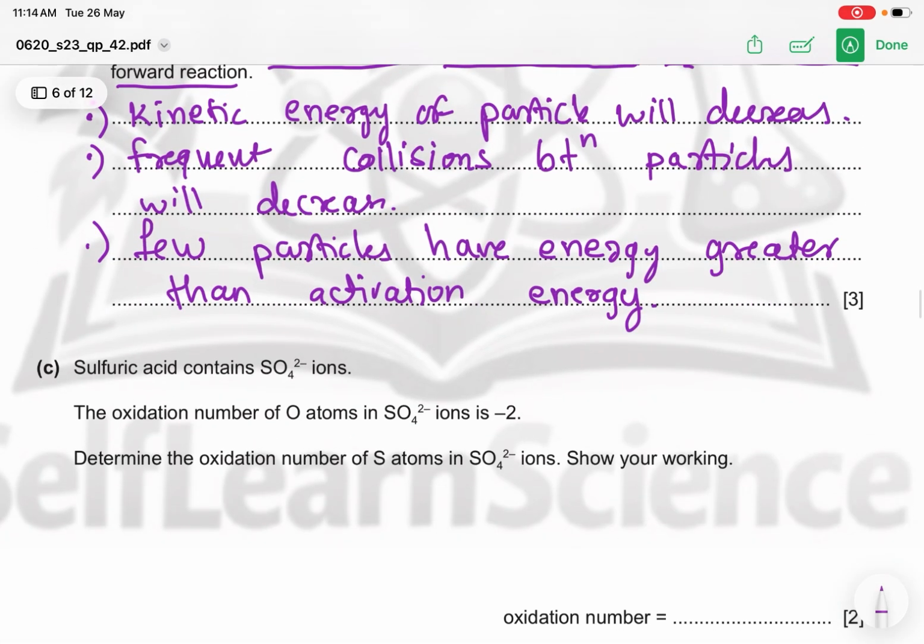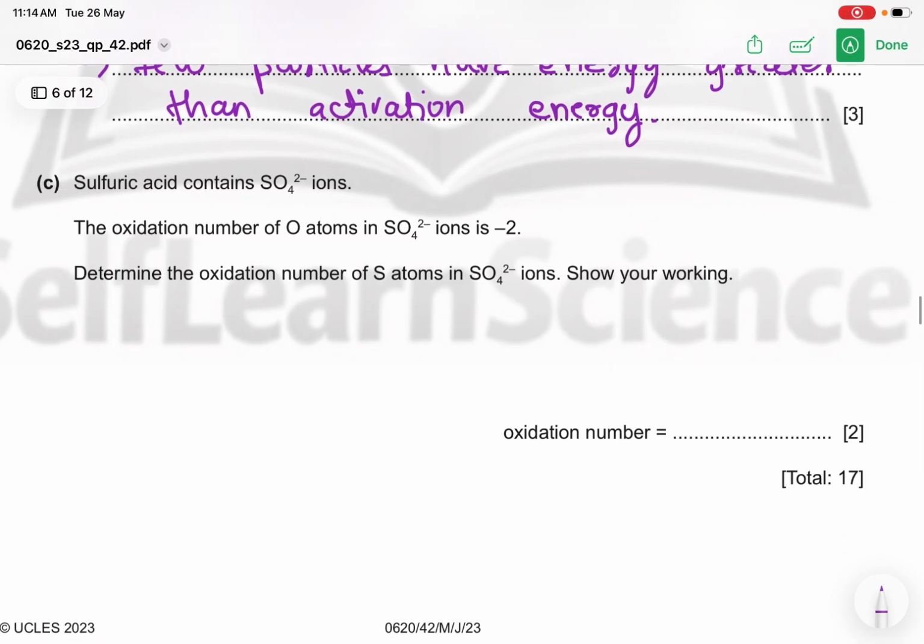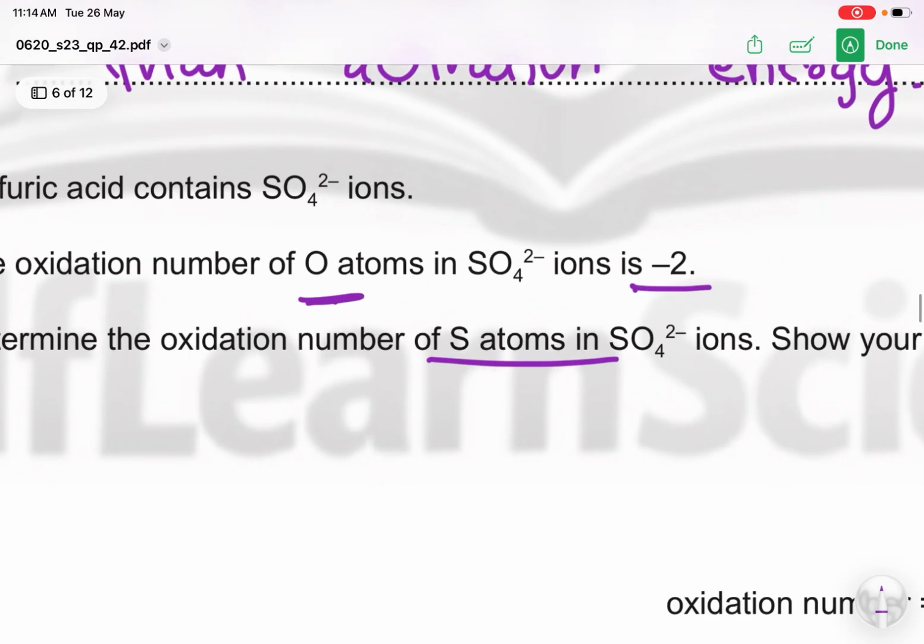Next, sulfuric acid contains SO4 2- ions. The oxidation number of oxygen atoms in SO4 2- ions is minus 2. Determine the oxidation number of sulfur atoms in SO4 2- ions. Show your working. Now here, the oxidation number of oxygen is clearly mentioned, which is minus 2. Okay, and the charge on this sulfate ion is minus 2.